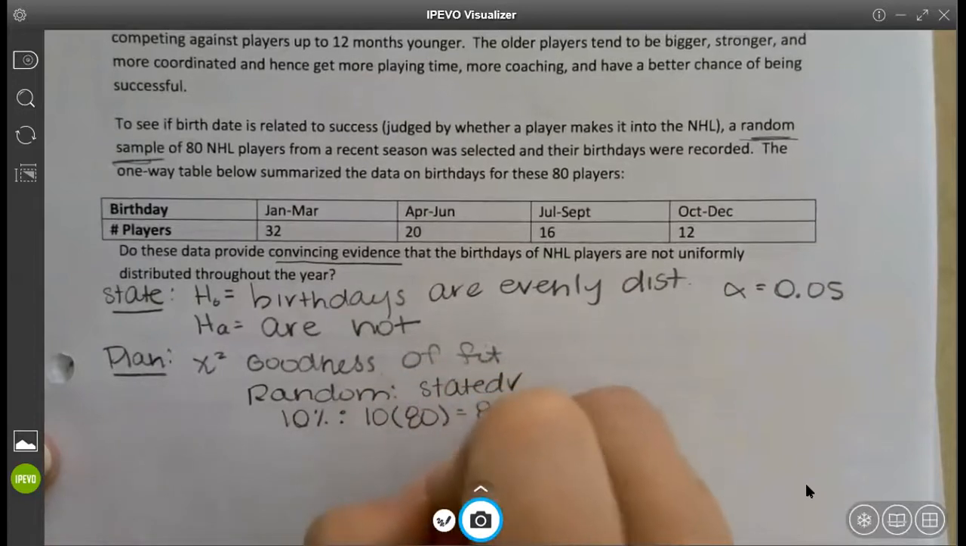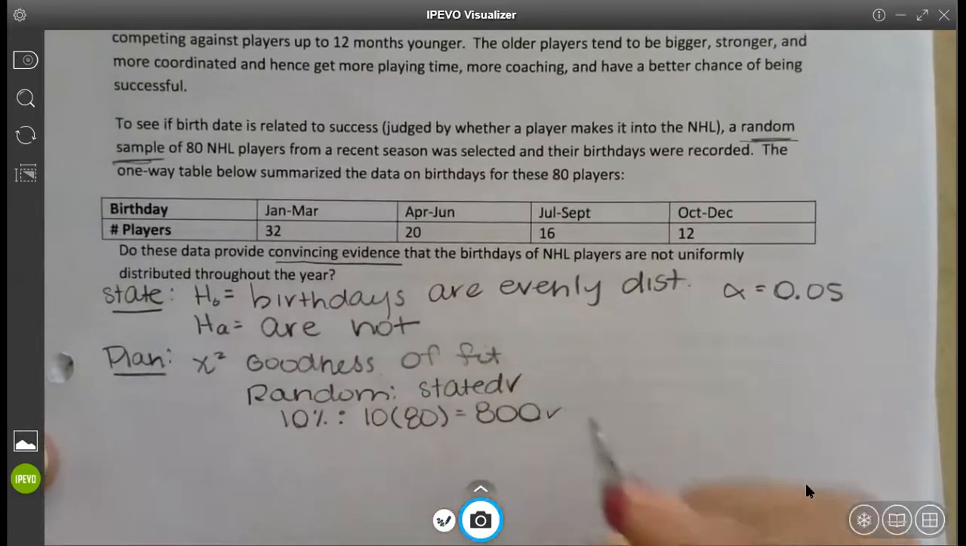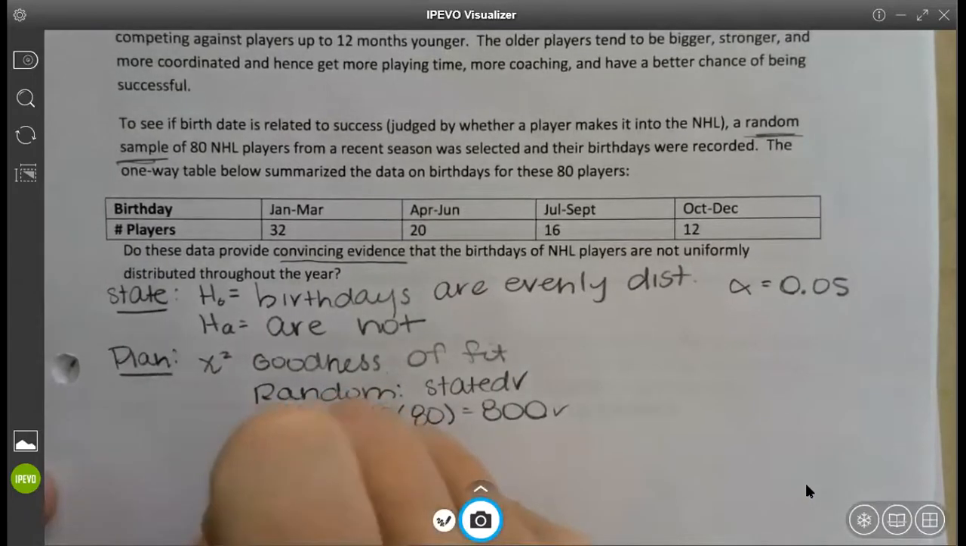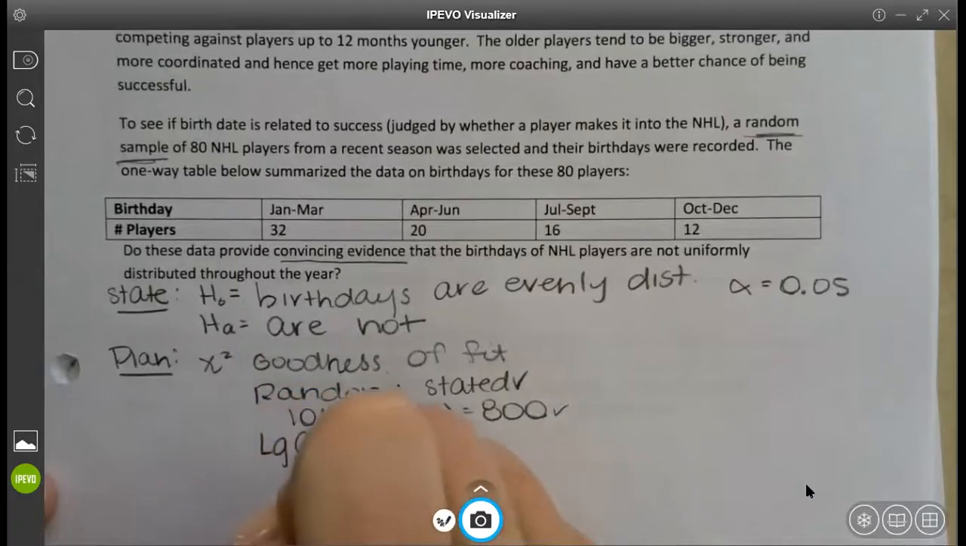Which is 800. We want to make sure that the population is less than 800. On your final exam, I would write, assume that the population is greater than 800. Okay, just throw that out there. There are actually 879 NHL players at the time that this came out. All right. You're going to do your large counts, but what does this consist of now?